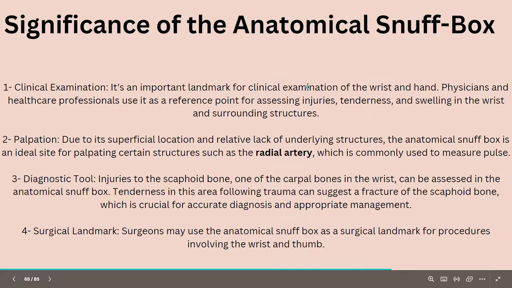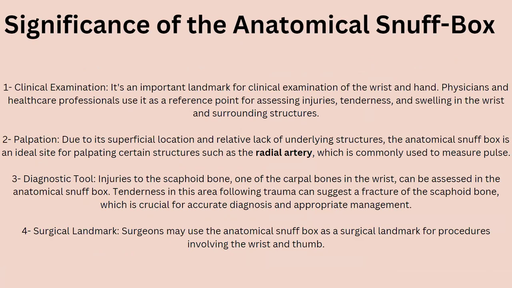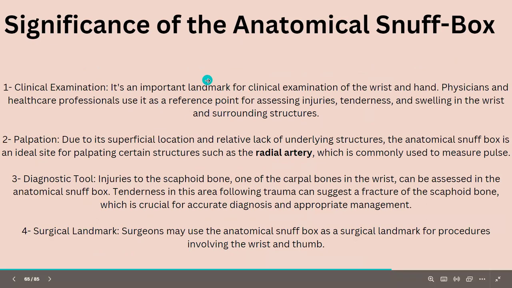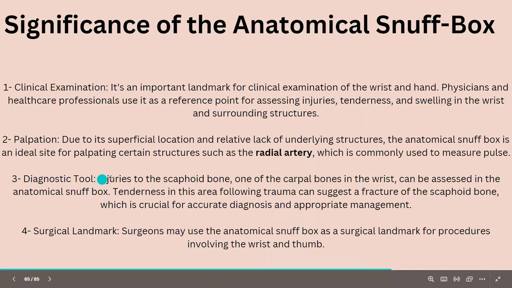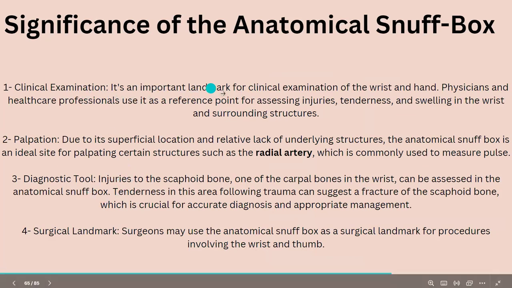Now there are a lot of different significances for the anatomical snuff box. I think this is all extra information, but the most important thing for you guys to know is that it's important to palpate the radial artery. Other than that, these different points just suggest that it's really important anatomically for surgeons, as a diagnostic tool and for clinical examination.